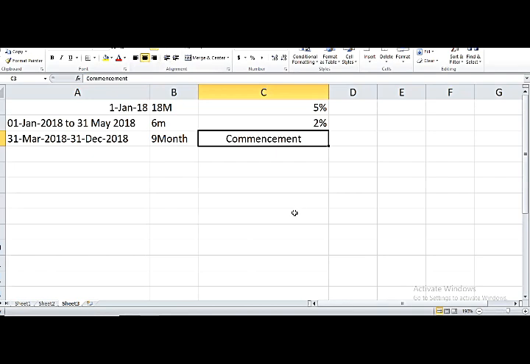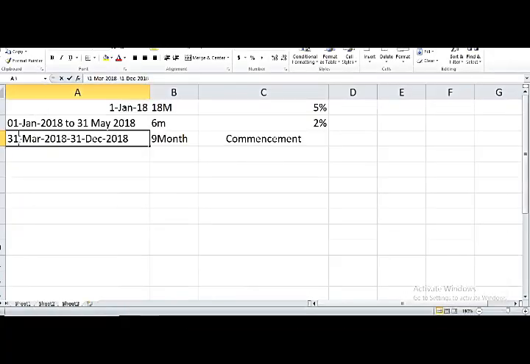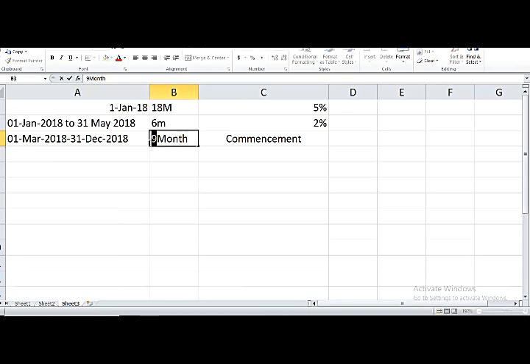It should be started from the time when the activities have actually started. So building started from 1st March, right? Yes. Sorry, 1st March, not 31st March. It was the first month. So these are 10 months, not 9 months.